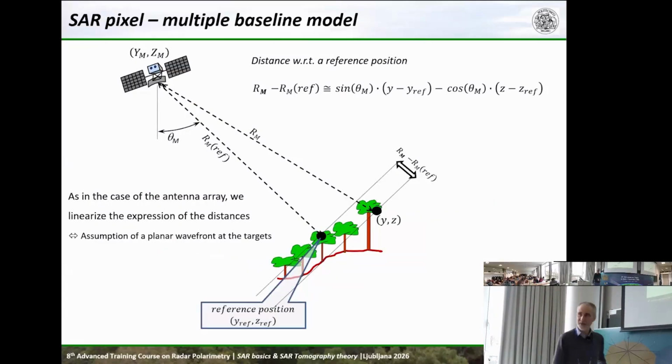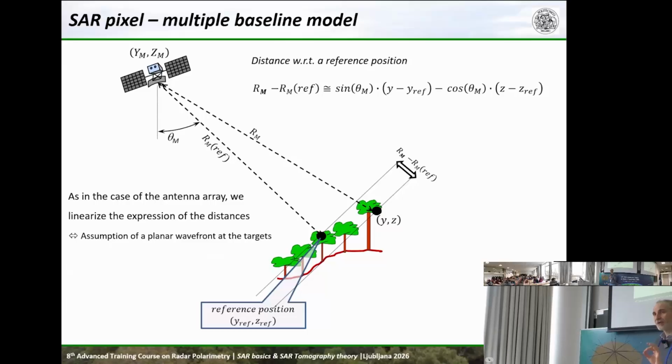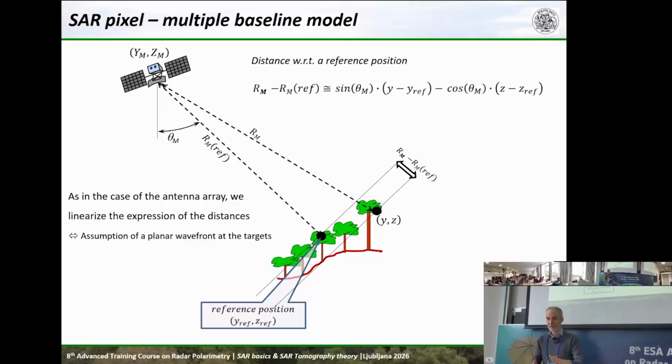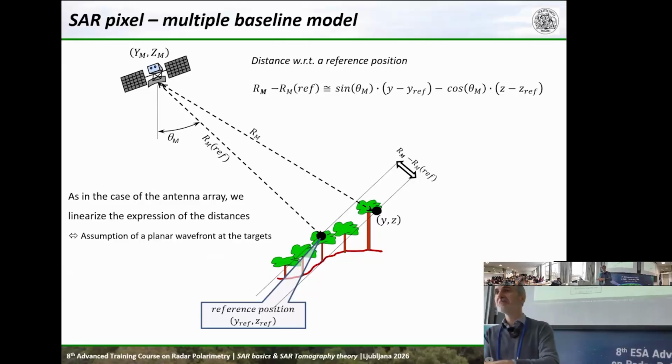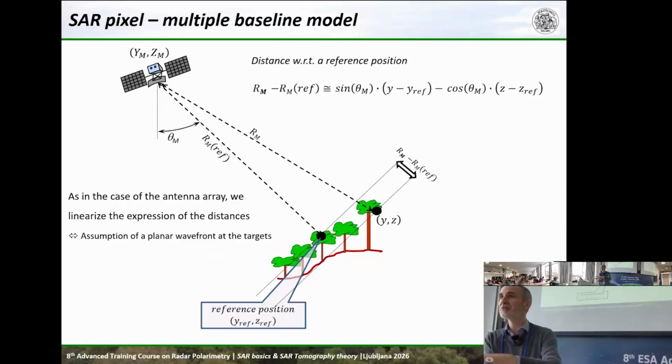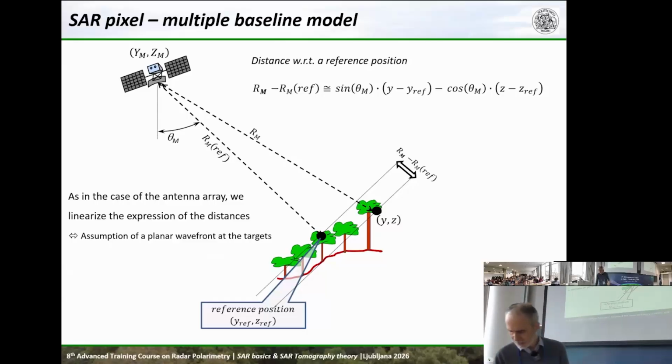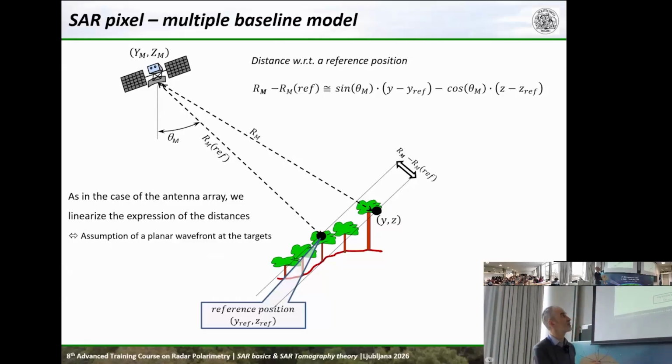So the first thing that we do, we set for each pixel a reference point in 3D. Before you do tomography, you don't know exactly where the pixel is because you don't have resolution in elevation. So what we do, we take a reference model of the surface topography, and we assume that that pixel is mapped at that position in 3D. This is not correct. It is just a starting point. So this will be our reference position.